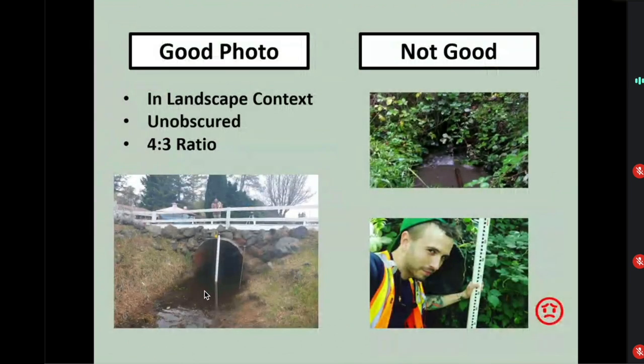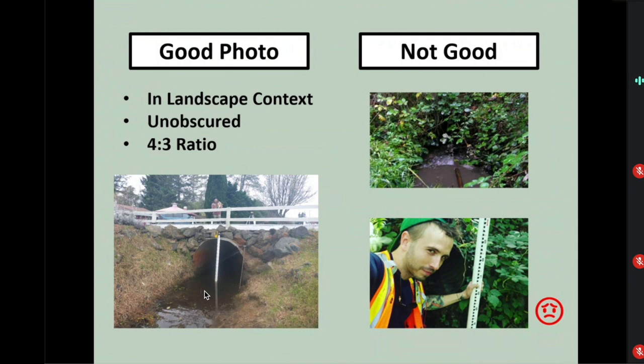Photos, photos, photos. When you take a photo, it's really nice, if you can, to see the top of the road prism. Some pipes might be down in a bit of a little ravine or a canyon, if you will, and the road's way up high. If you can't get it, that's okay. Our road fill depth metric will tell us that. But it's good to try to get a scene of the pipe.